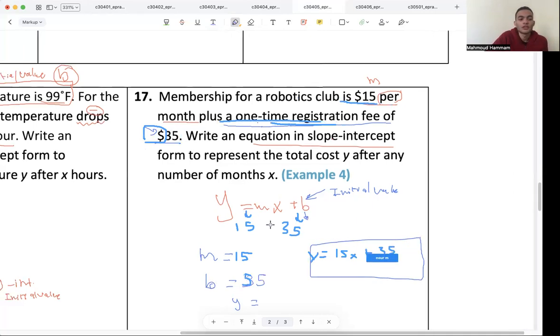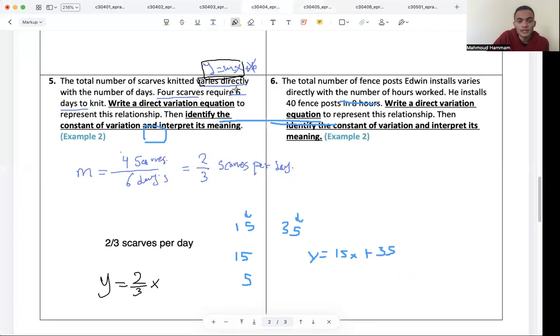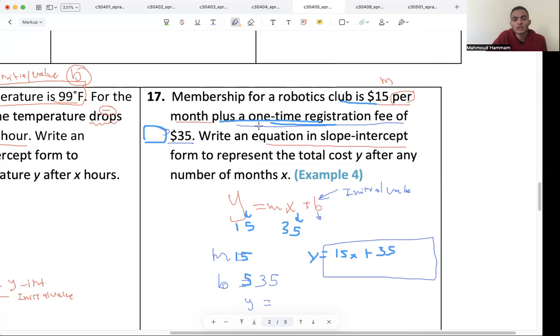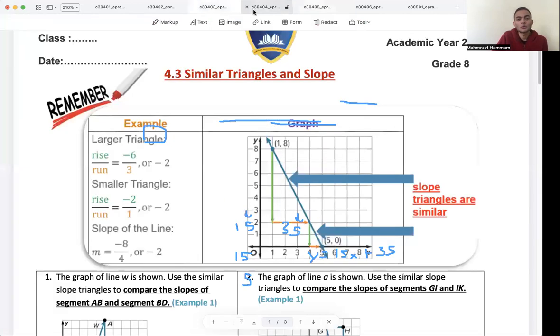So in this question, 4.4, he said varies directly, so we don't have a b. Here he said plus one-time registration fee. This is the starting, the initial value. So the b is 35. This is regarding word problems.